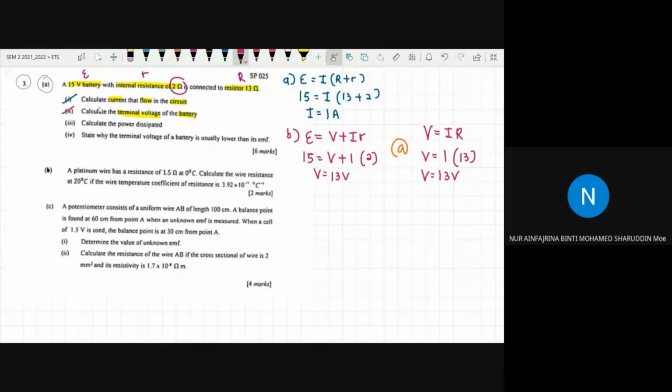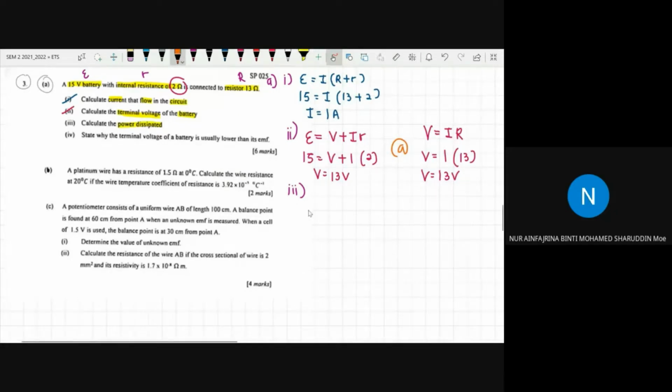Now, Miss ke hati je tulis macam ni. Sekejap. So this is 1, 2 untuk A. Okay, now untuk question A3, the question asks us to calculate the power dissipated. Jadi kita nak cari power dia.